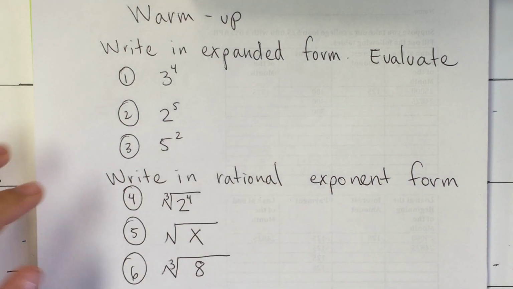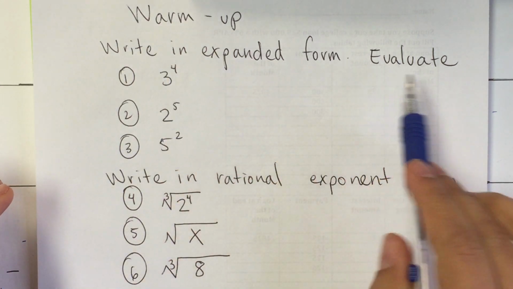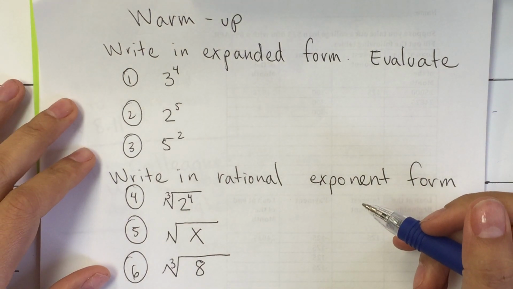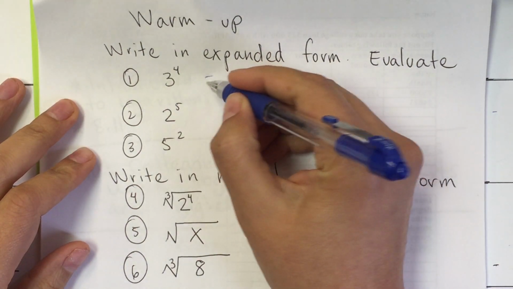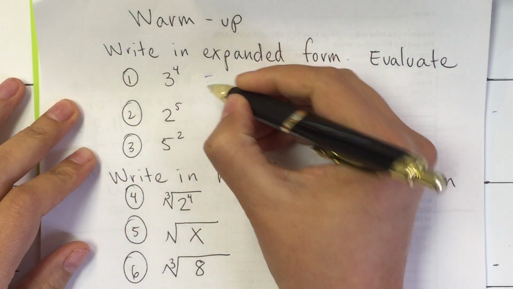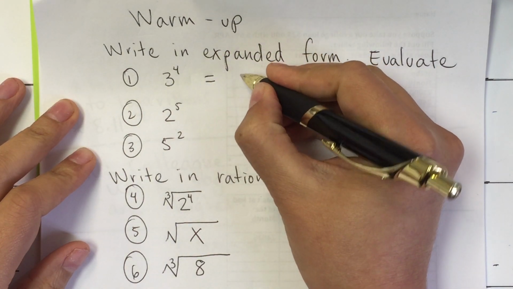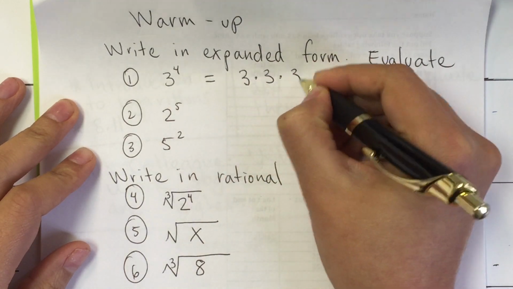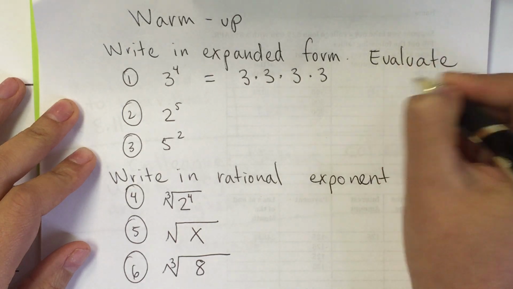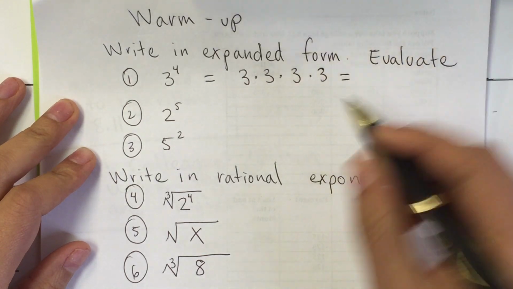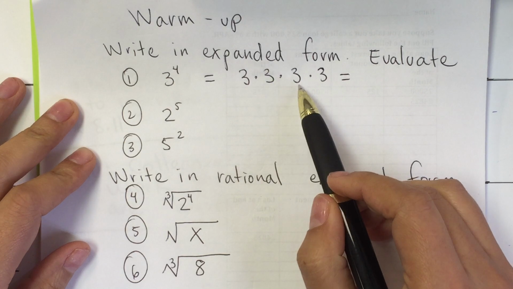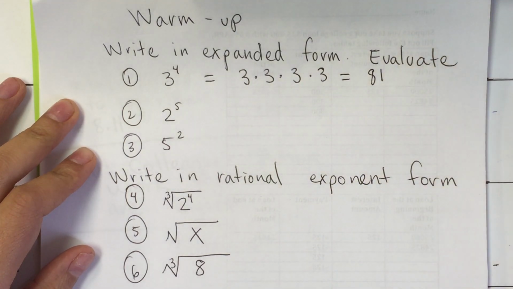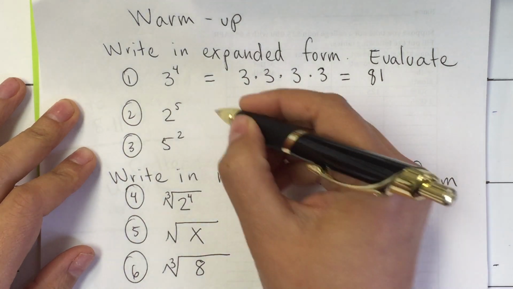Okay, so it says to write in expanded form and to evaluate. I know this is review, and some of you might say, what is expanded form? All it's asking for basically is to write it as repeated multiplication. So 3 to the 4th means 3 times 3 times 3 times 3. And to evaluate is just giving the answer. So 3 times 3 is 9, times 3 is 27, times 3 is 81. So that's the answer.